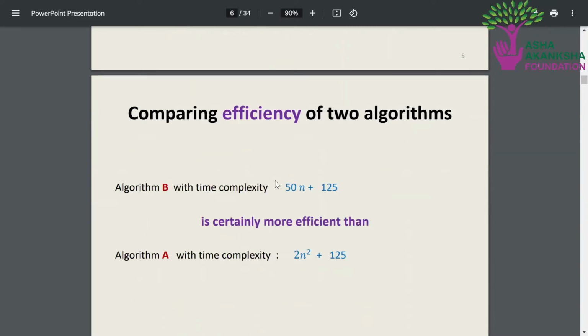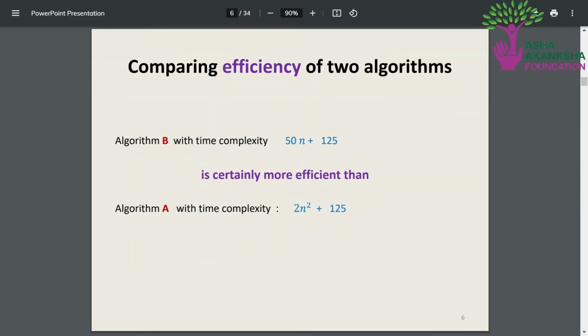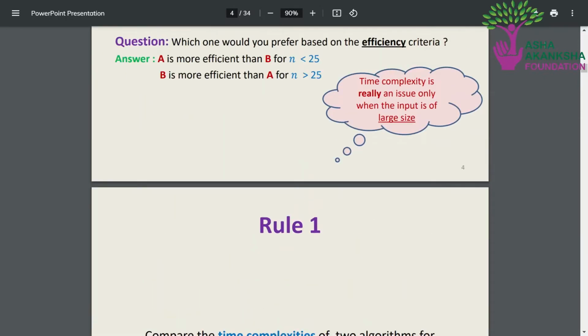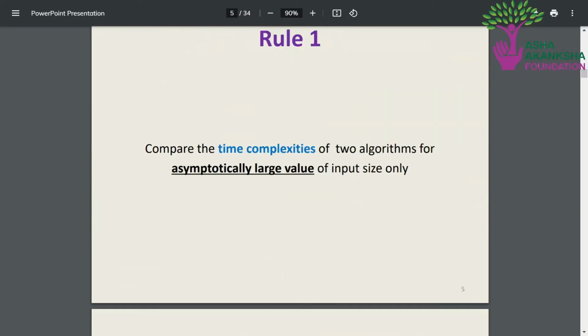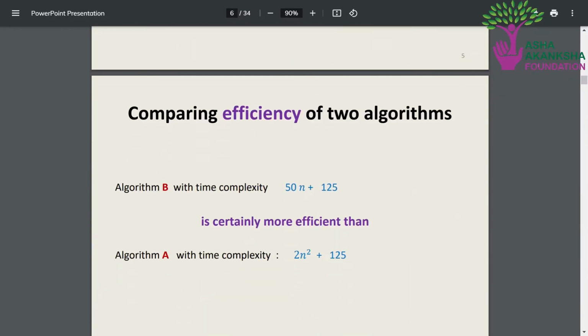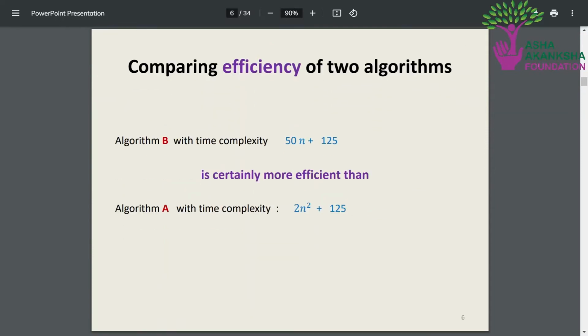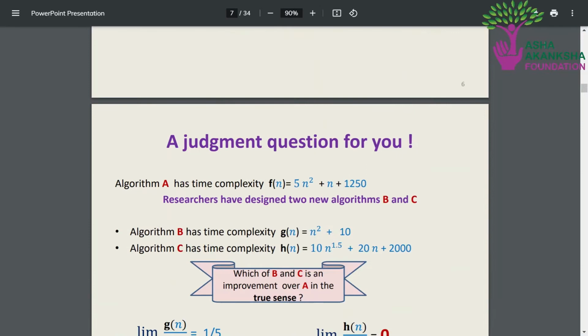So now we will compare two algorithms. We are given algorithm B as 50n plus 125 and algorithm A as 2n square plus 125. As we discussed, for n greater than 25, B is more efficient than A. So we can say that asymptotically algorithm B is more efficient than A. Asymptotically means for a very high value of input, or for a very high value of n. So for a very high value of n, algorithm B is more efficient.